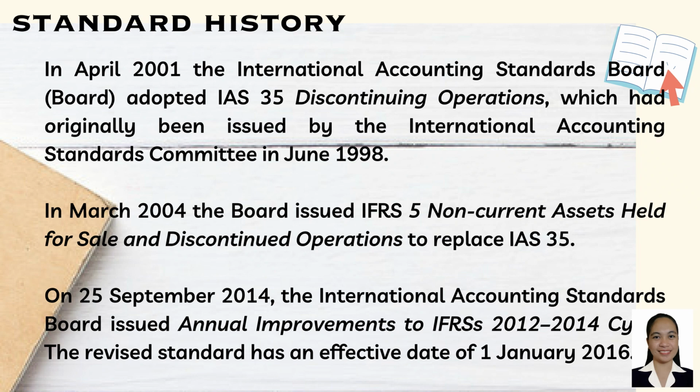So, on September 25, 2014, the International Accounting Standards Board issued an annual improvements to IFRS 2012 to 2014 cycle. So, the revised standard has an effective date of January 1, 2016. So, ito yung kumbaga naging history from IAS 35 to naging siyang IFRS 5, which is yung ginagamit natin ngayon. So over the years, merong mga amendments to IFRS 5.